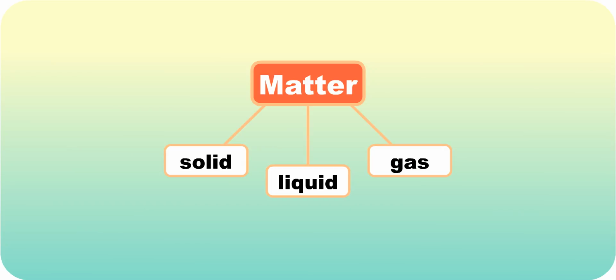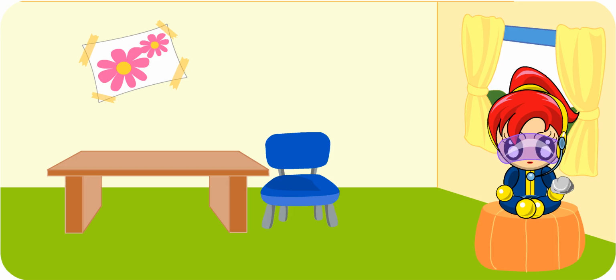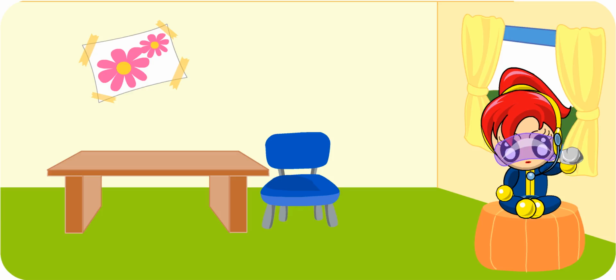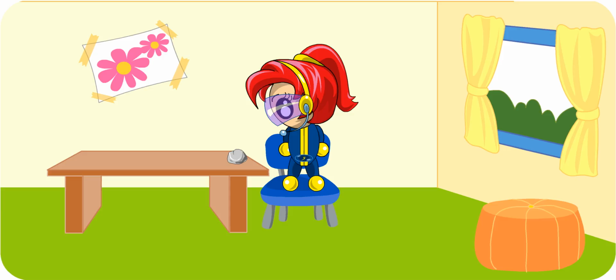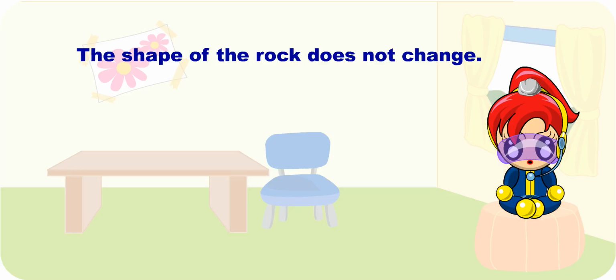Matter in its three states exists all around us. To help you conclude the states of matter, we have to study their shapes and volume. How can you tell if a rock is a solid? A solid is a matter that retains its shape no matter where you place it. You're right. No matter where I place my rock, it doesn't change its shape.